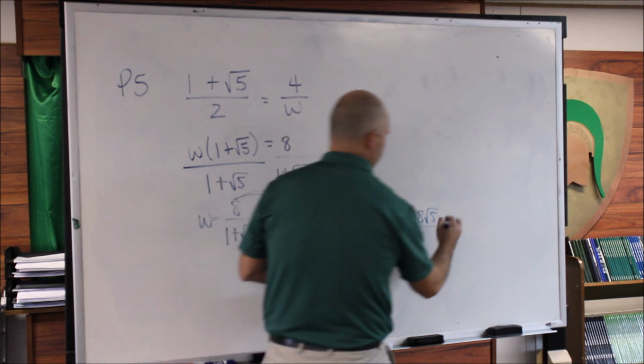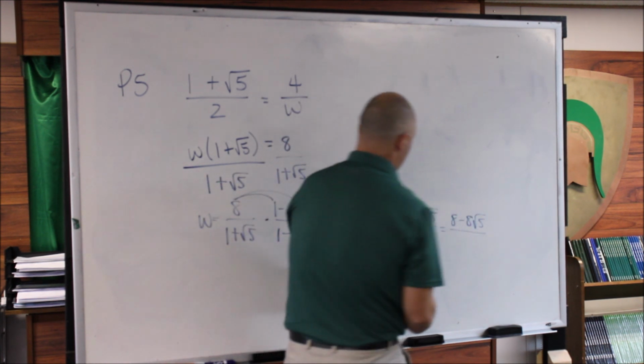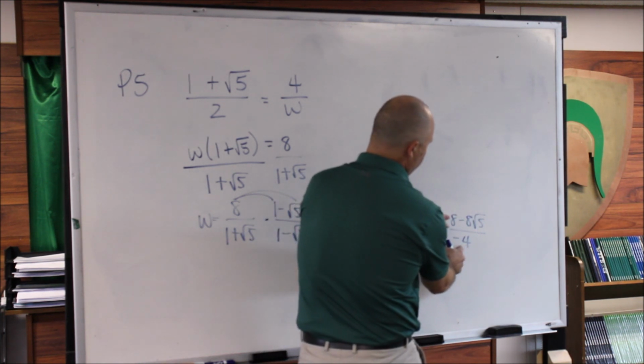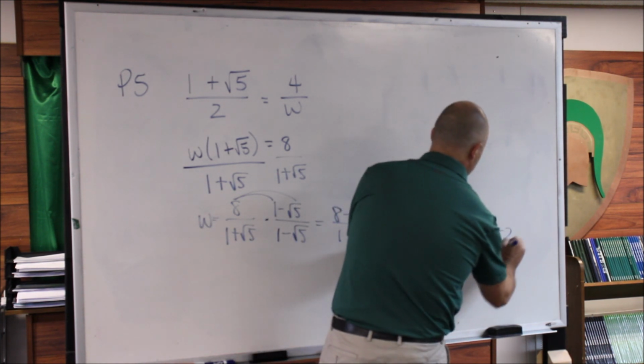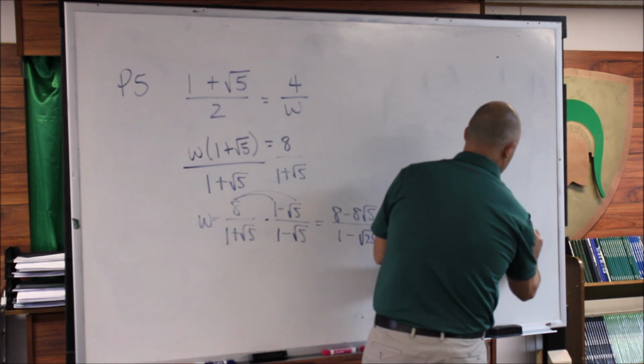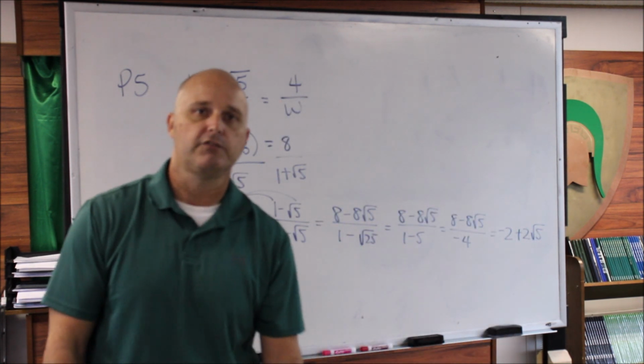So now just go ahead and do as much as you can here. 8 minus 8 square root of 5 over 1 minus 5 is negative 4. 8 divided by negative 4 is negative 2. Negative 8 divided by negative 4 is positive 2. So the solution you're left with is negative 2 plus 2 square root of 5.